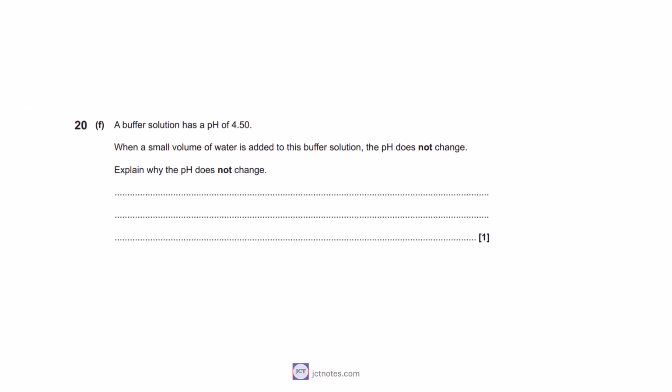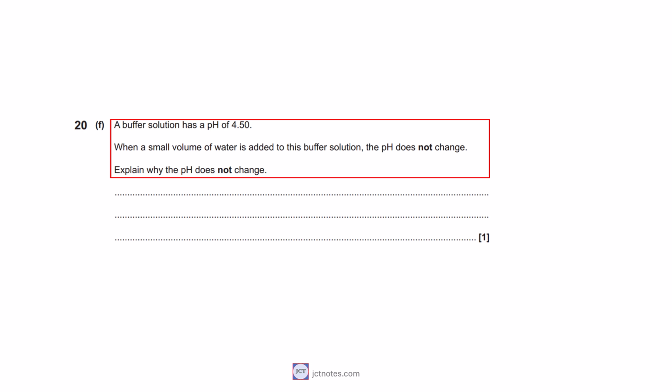Part F of question 20 asks to explain why the pH of a buffer solution with pH 4.5 does not change when a small volume of water is added. The pH stays the same because the ratio between the concentrations of the weak acid, HA, and its conjugate base, A-, doesn't change. In a buffer solution, this balance is what maintains the pH. Adding water dilutes everything equally, so the proportions of HA and A- remain consistent, and the pH doesn't budge.